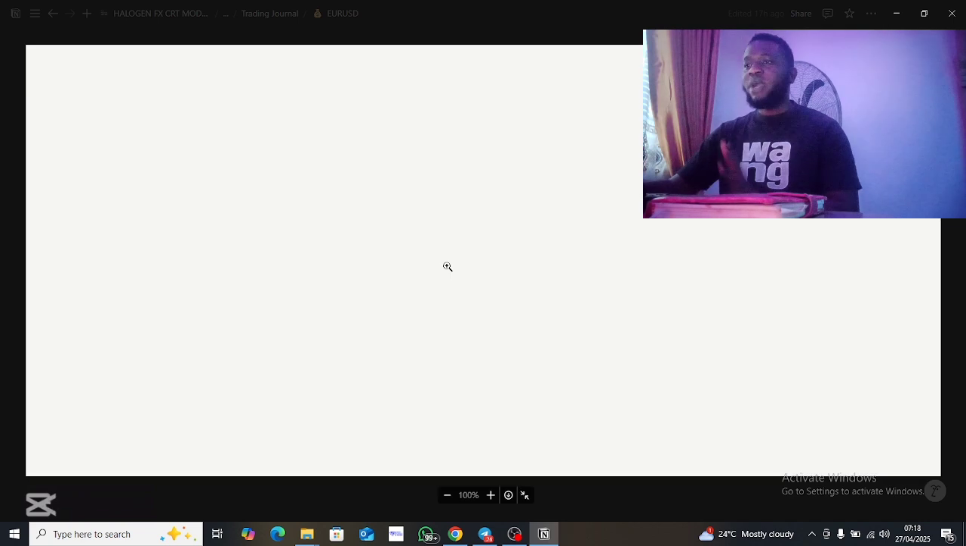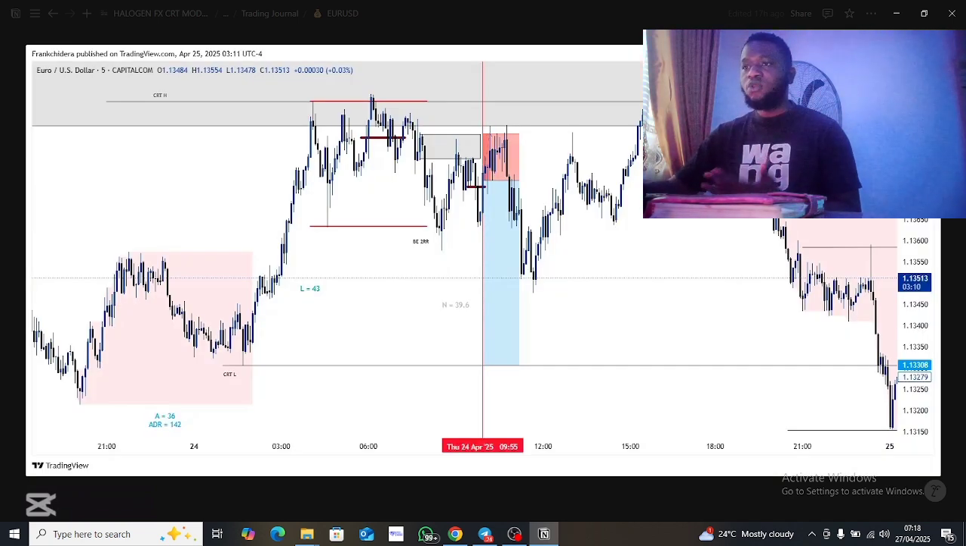Now guys, I saw my change of state of delivery. So perfect, look at the structure. I marked out this key level again, and price sold off from this key level and gave me my change of state of delivery. Then I entered with 1%. And guys, look at what happened.